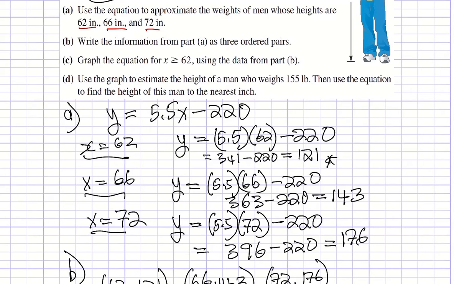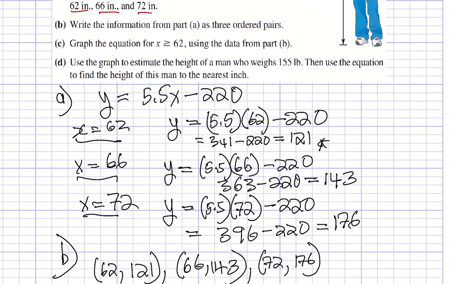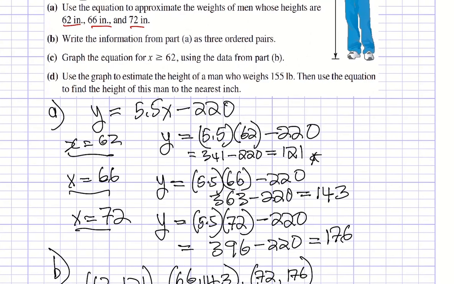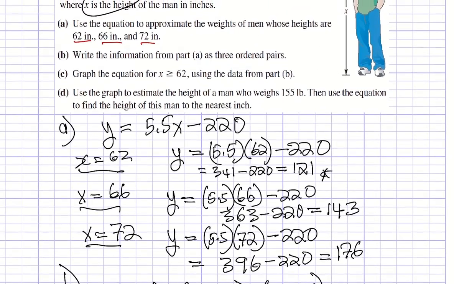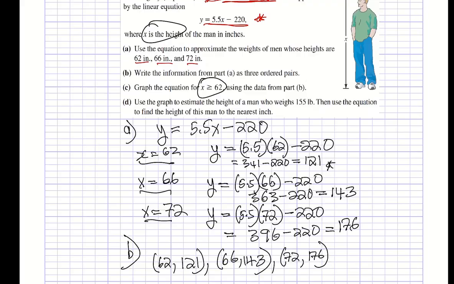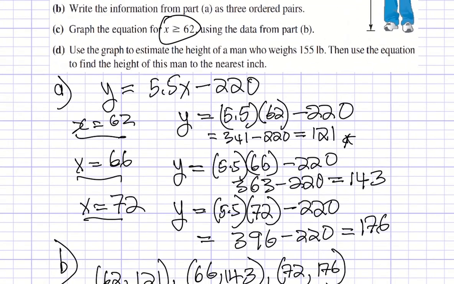And then C: graph the equation for x greater than or equal to 62 using data from part A. We haven't done absolute value, but it's okay. I think they covered it somewhere. What are they saying there? This is x greater than or equal to 62. So those 3 values we used, this is 62. X greater than or equal to 62. That was included. That's included. That's included.